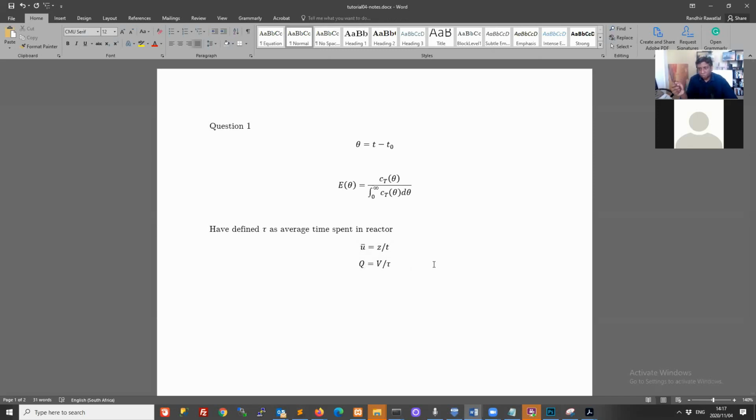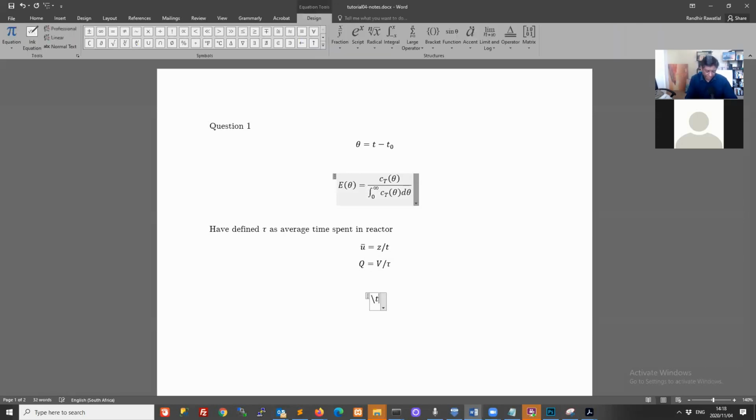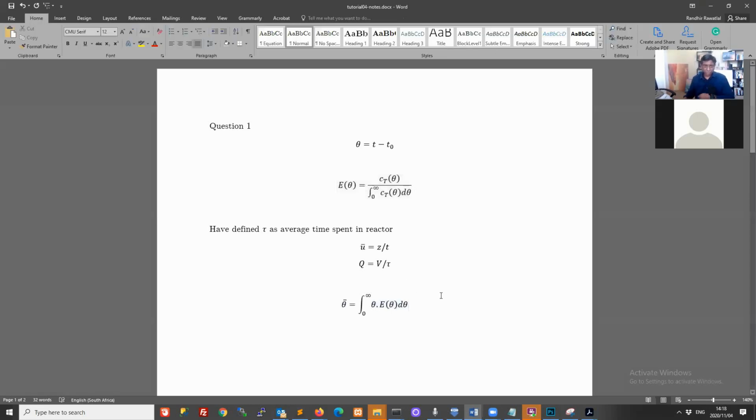And now we are able to do this more precisely because we now actually have the age distribution. So because we actually know an age distribution now, we could use a process to estimate the average age spent by something in the system. So we could say there exists some average age in our reactor, which is going to be obtained as a kind of weighted sum: the integral going from naught to infinity of theta times E of theta d theta.